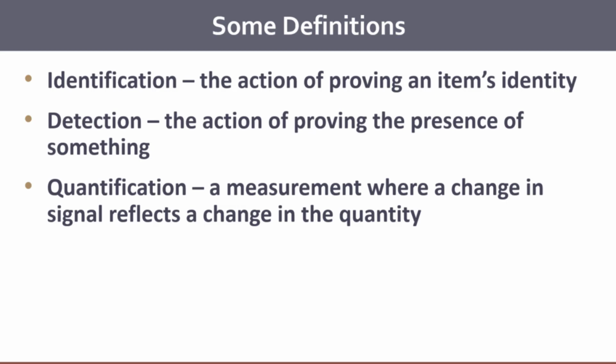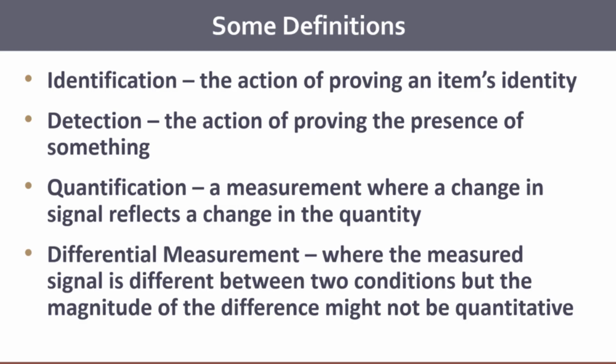The other term is quantification, because it's also thrown around a lot in proteomics. I will go as far as saying quantification is a measurement where a change in the signal reflects a change in quantity. Now, I don't think that this is true for a lot of quantitative proteomics experiments. There are a lot of cases where people find that two signals are different from one another, but they don't necessarily show that the change in the signal is actually reflective of a change in the quantity. So I'll add another term, which is differential measurement. That is where a measured signal is different between two conditions, but the magnitude of the difference might not be quantitative. Does anyone have any questions about this?